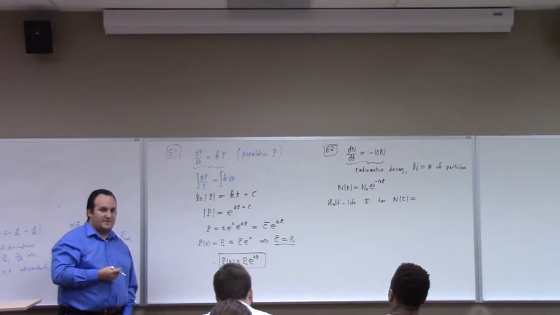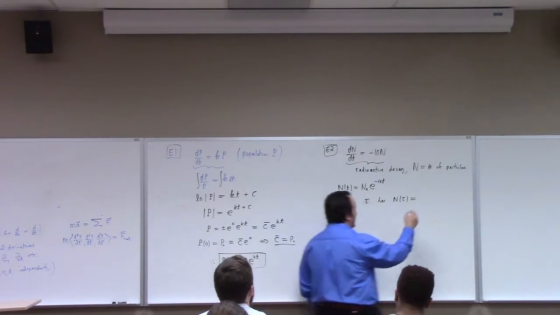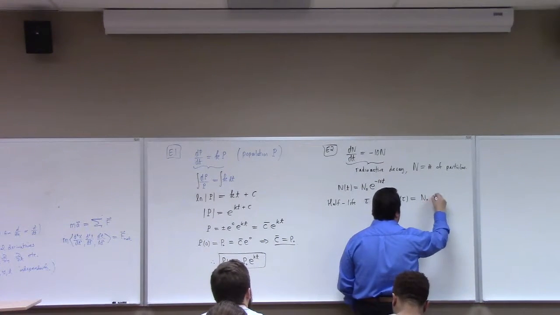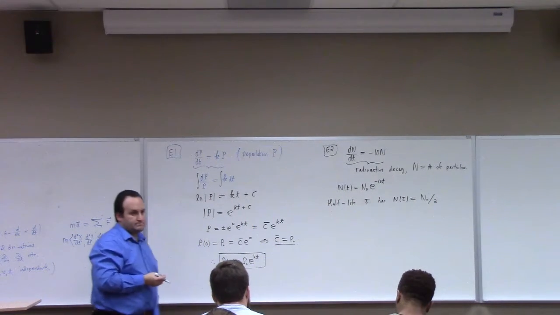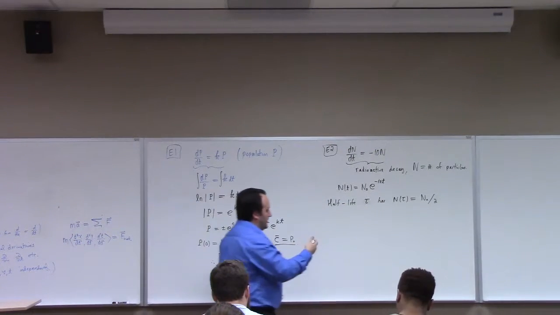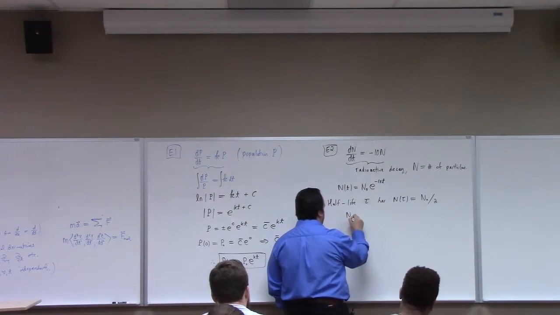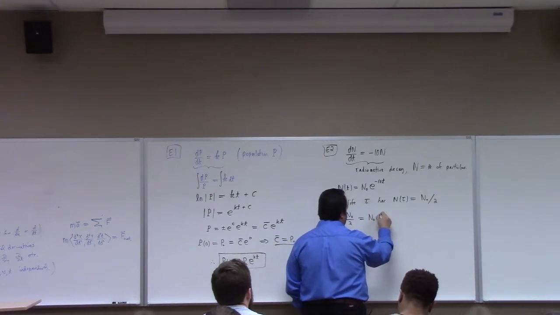If I start with n sub 0 divided by 2, the initial number of particles has been halved. That's half-life. So if you work that out, we have n sub 0 over 2 equal to n sub 0 times e to the minus 10 tau.